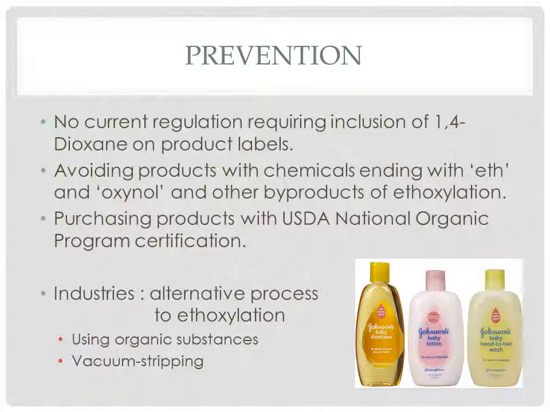Also, it has been studied and proven that products made out of organic substances did not contain any 1,4-dioxane. So it will be a good way to purchase products with USDA National Organic Program certification, just to make sure that there are no 1,4-dioxane contaminations. In industry, there are definitely some alternate processes to replace ethoxylation, which include using organic substances and vacuum stripping, which is used to remove any 1,4-dioxane out of products.